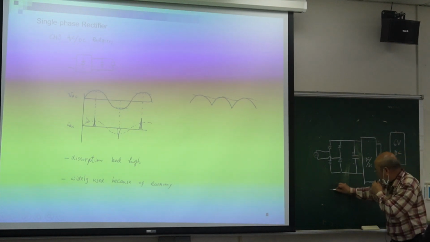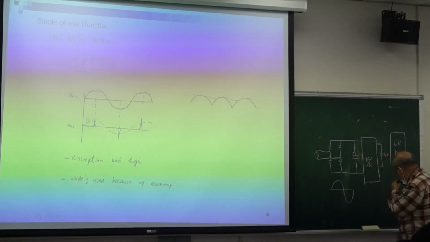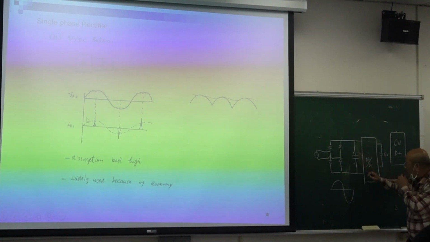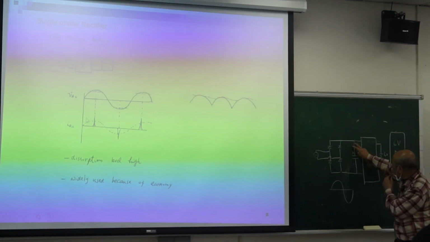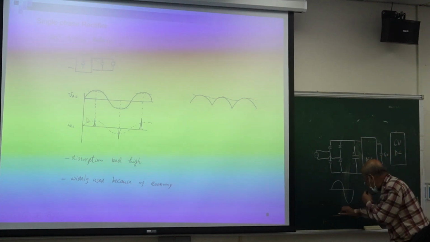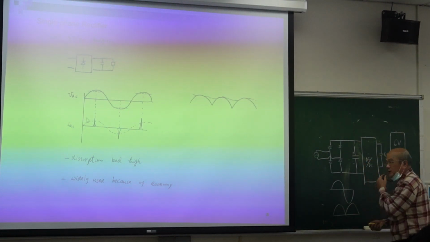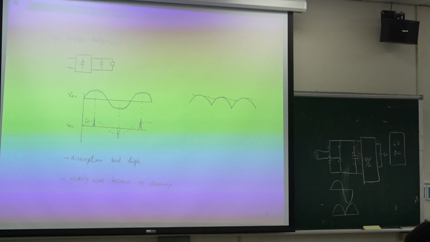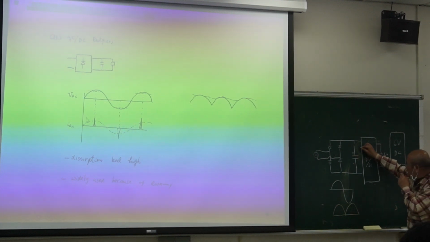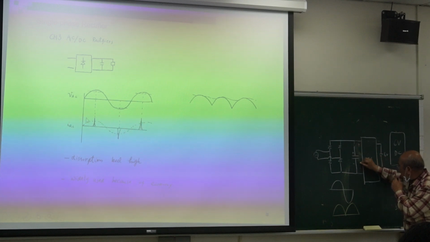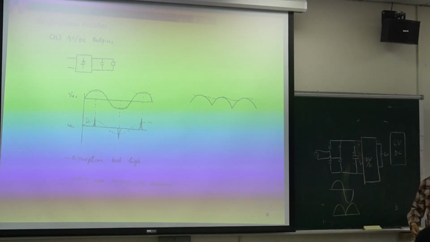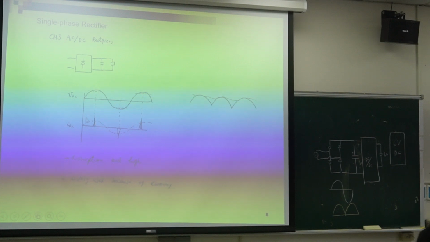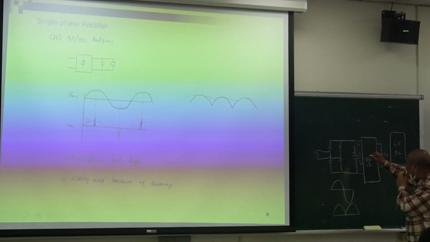So this is our input. And here, if I do not use a capacitor, then my output is like this. Right? So do you think this is DC voltage? Here we need DC voltage. It is DC voltage, but with a huge ripple. Right? So what should you do? You have to design a filter.